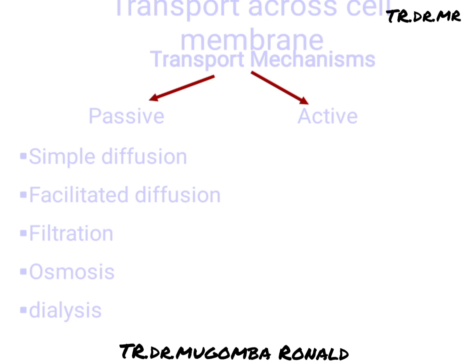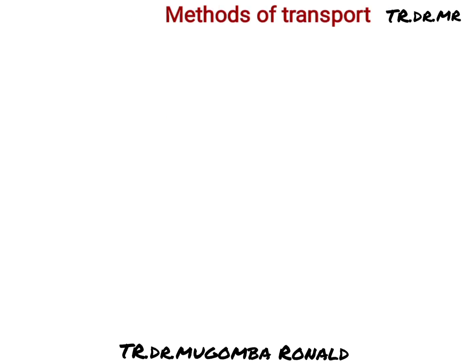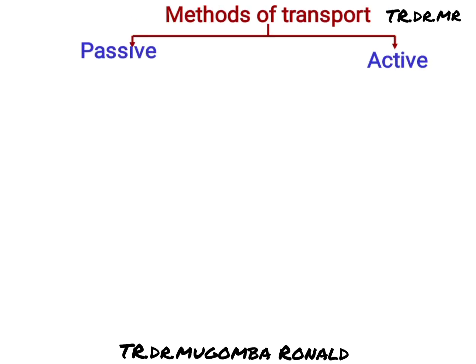When you look at active transport, we have two categories. We have primary active transport and secondary active transport. We also have endocytosis and exocytosis, what they commonly call bulk transport. Now let us go ahead and look at the different methods of transport in detail.